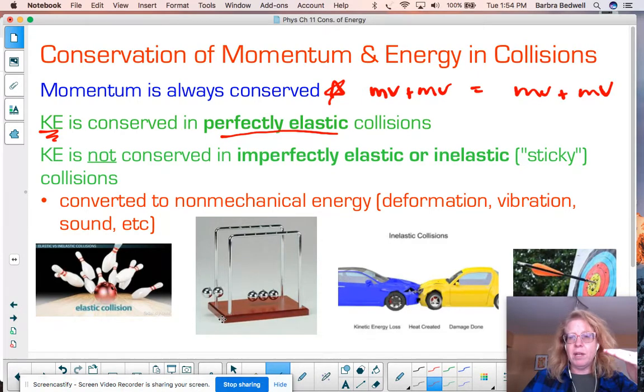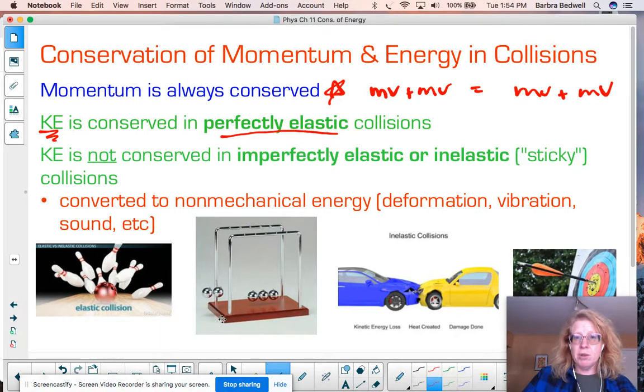If you did a perfectly elastic collision, like think about a super ball or even certain types of golf balls can be fairly elastic. When you drop it, it almost comes back up to your hand. That's a perfectly elastic collision where it's coming back all the way.